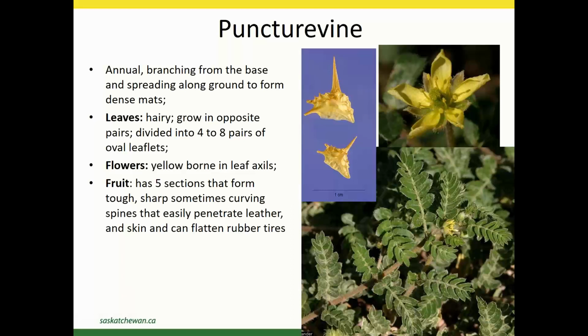It's an annual plant that lays low to the ground, and so it creates dense mats. It looks very similar to silverweed, or you'll often see similar plants that grow along the sides of the roads in the province here.